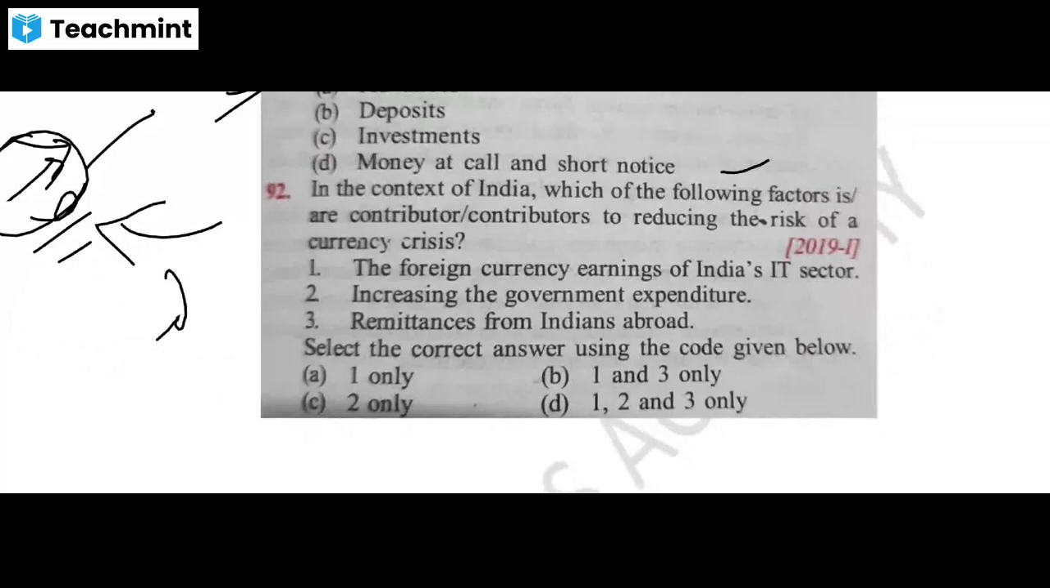Question number 92. In the context of India, which of the following factors is or are contributors to reducing the risk of a currency crisis? If some currency crisis is happening, then which will contribute to reduce that risk? First statement, the foreign currency earnings of India's IT sector; second, increasing government expenditure; third, remittances from Indians abroad.